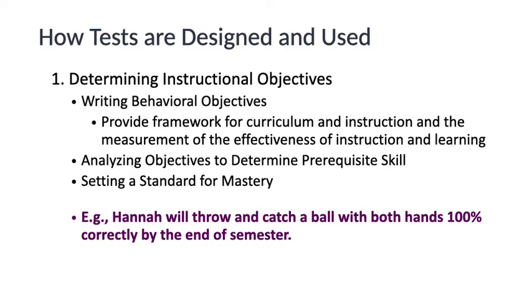They're all similar terminology. So as you see in this example, Hannah will throw and catch a ball with both hands 100% correctly by the end of semester. So once you set the behavior outcome or learning outcome like this, you can develop students' curriculum or lesson plan, and then you will teach that learning outcome, right? After you teach, you will evaluate students' behavior to see if your student can do the target outcome 100% correctly or not. So you're measuring students' progress.